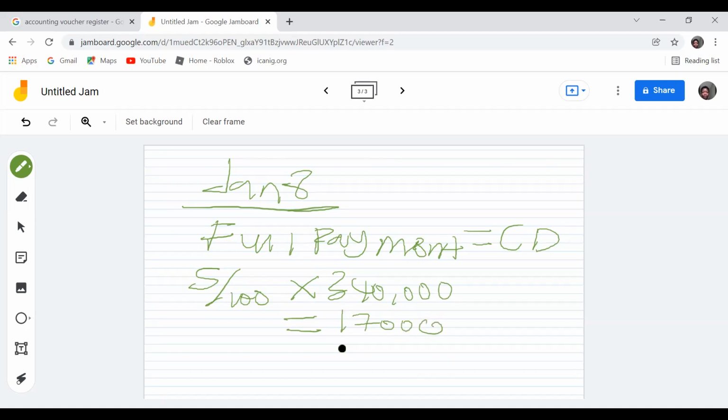All right. So the discount now is 17,000. So how much is this customer going to pay now? We are going to say the 340 minus the discount, which is 17. That will give us 323.